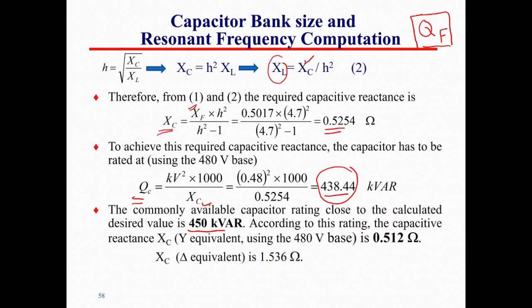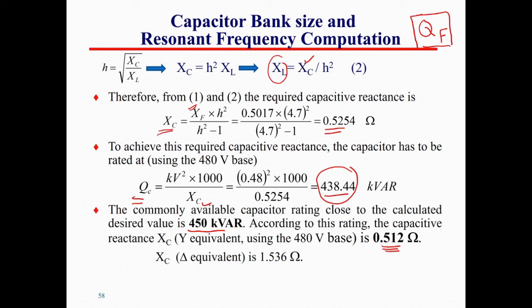So now we're gonna select this size of capacitor, 450. Then we can now recalculate the value of XC again, right? Because we know that XC will be equal to V squared divided by QC, and now the new QC is 450 kilovolt ampere reactive, and that will give us this value of XC, based on this Q of the capacitor, which is available in the market.